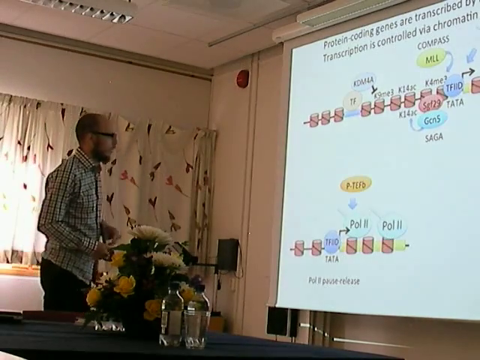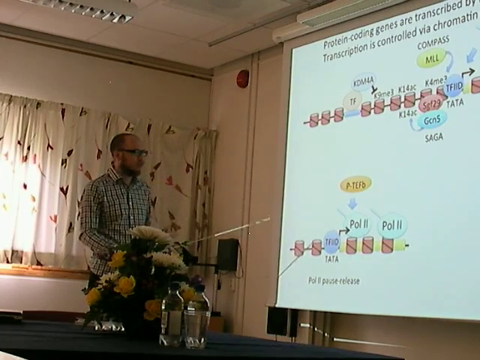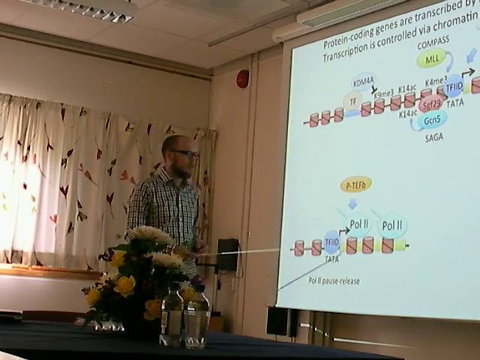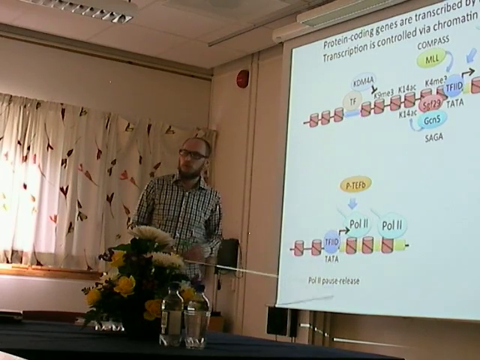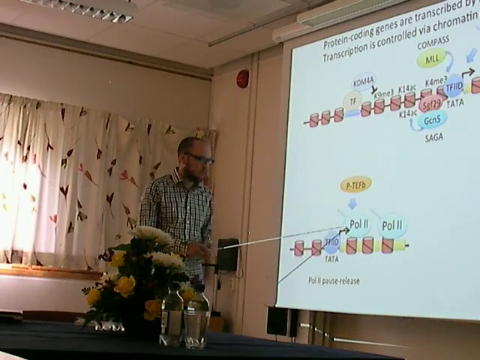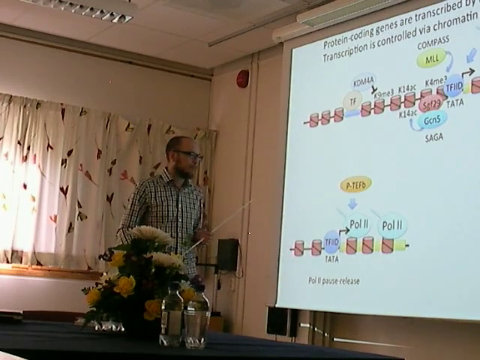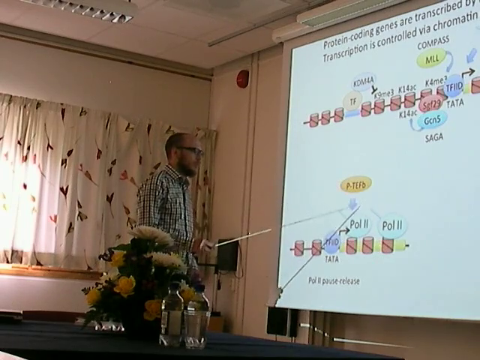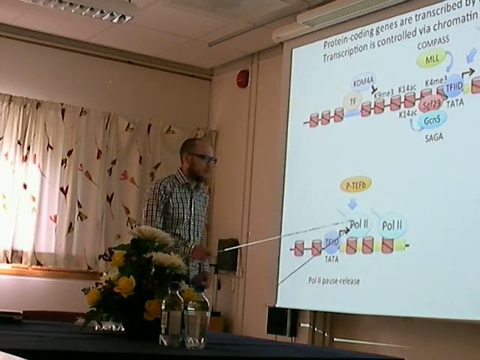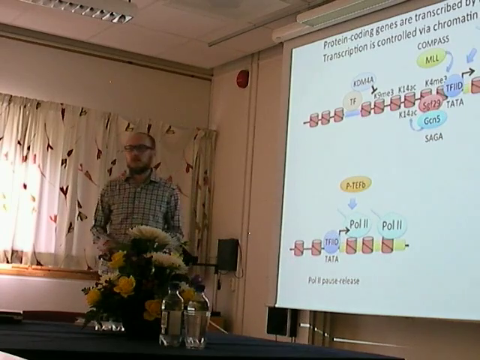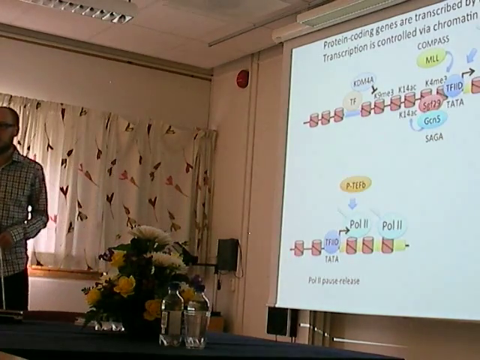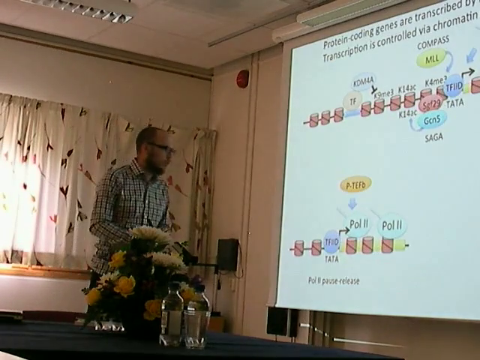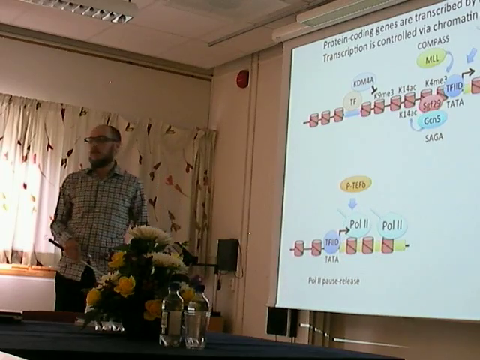Once polymerase is recruited to the gene, it will start to transcribe the gene, and as Peter explained many times, at many genes polymerase is paused right downstream here at the transcription start site. The kinase complex P-TEFb is then recruited to polymerase and can phosphorylate the polymerase and phosphorylate negative elongation factors that are released from the polymerase. And polymerase can then move into productive elongation.